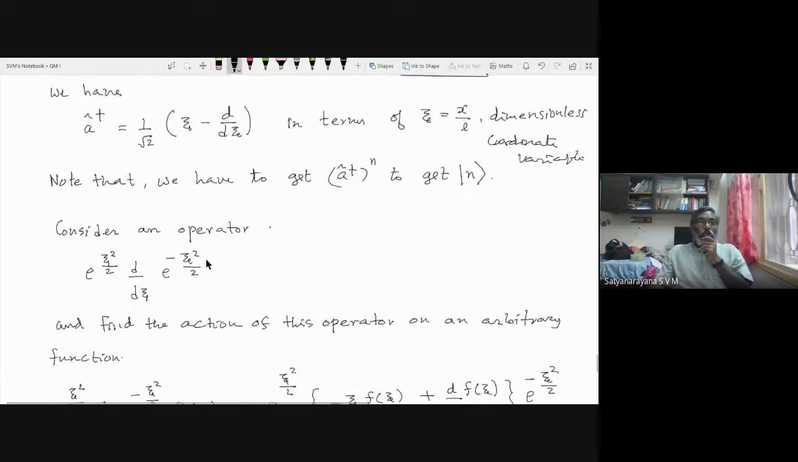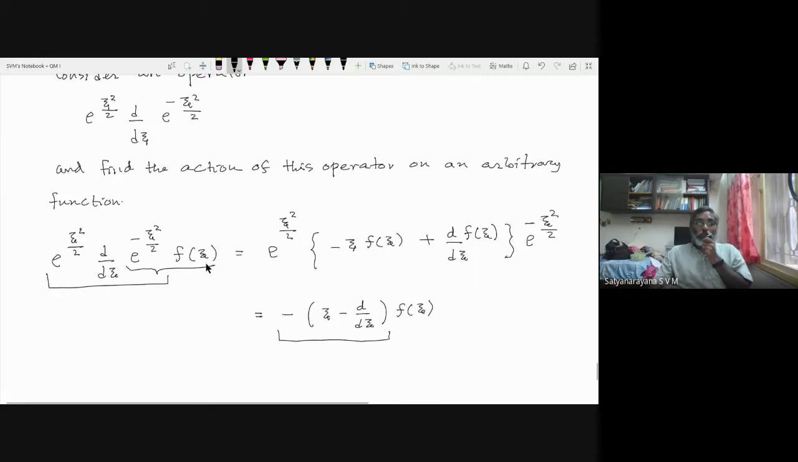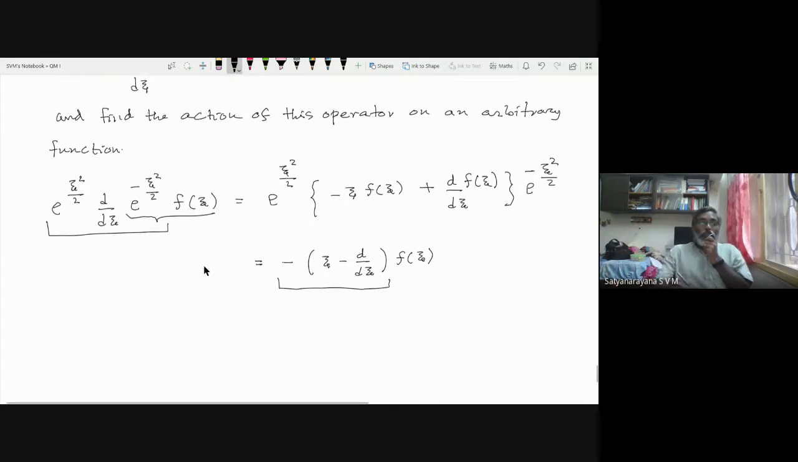Now look at our A. Our A is 1 by root 2 into xi minus d by d psi. Here also we have xi minus d by d psi. So we can write our A dagger operator as minus 1 by root 2 into e to the power psi square by 2 d by d psi into e to the power minus psi square by 2. I can write it like this.